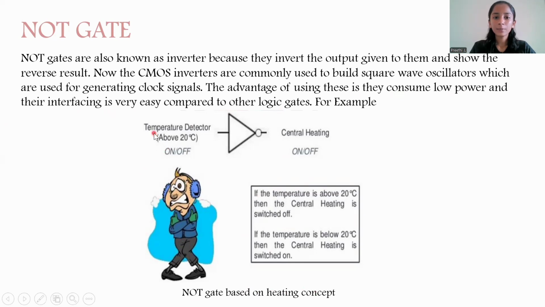For example, a NOT gate based on the heating concept. Here the input is a temperature detector that is about 20 degrees Celsius and the output is central heating. If the temperature is above 20 degrees Celsius, then the central heating is switched off. If the temperature is below 20 degrees Celsius, then the central heating is switched on.